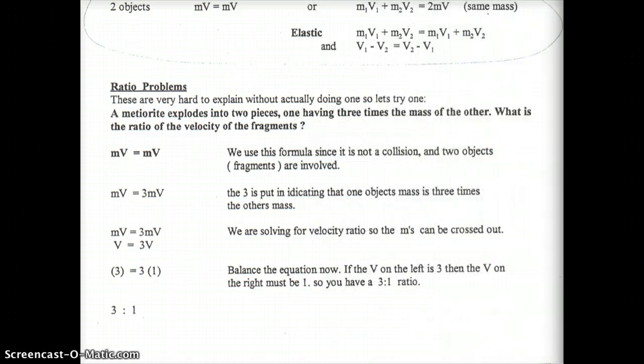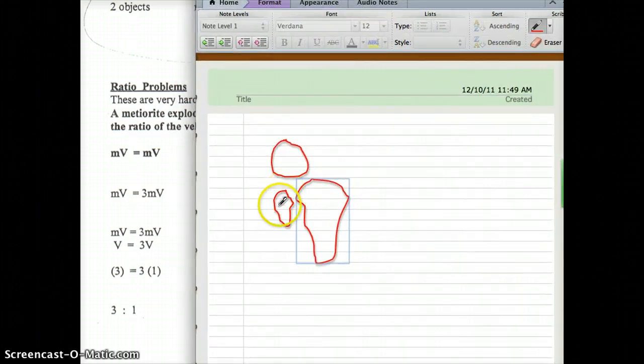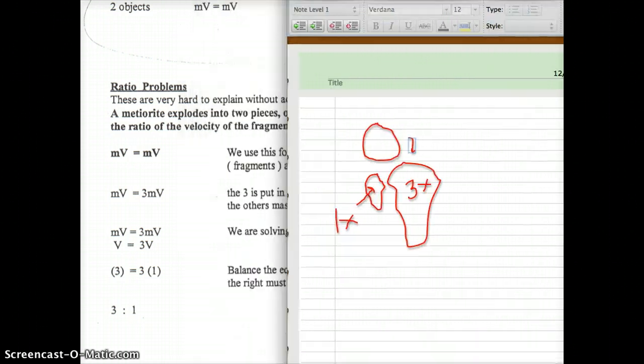One having 3 times the mass of the other. So this has one mass. Okay, so we're going to say this is 1x mass, which is basically x, and this will be 3x. So it's 3 times the mass of the other piece. Okay, so that's our diagram. It's always good to draw out a diagram. I found it helps so much, and this should help you quite a bit.